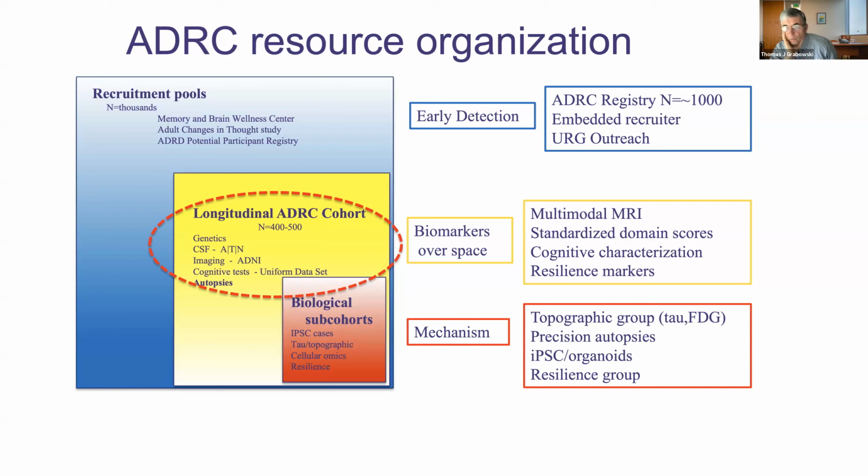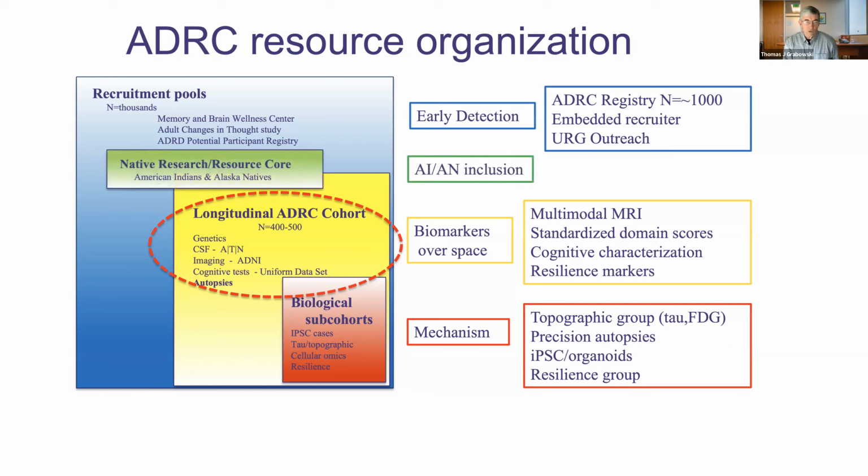that are aligned with work we're doing with the Allen Brain Institute. Jessica Young and her colleagues are looking at iPSC and organoids from selected participants. My group is interested in the topographic variability of the disease and so forth. And then inserted in there, we have the Native Research and Resource Core and the prior satellite core, the previous version of the Alzheimer's Center that's got a lot of data concerning American Indians and Alaskan Natives, and that's a significant resource as well.